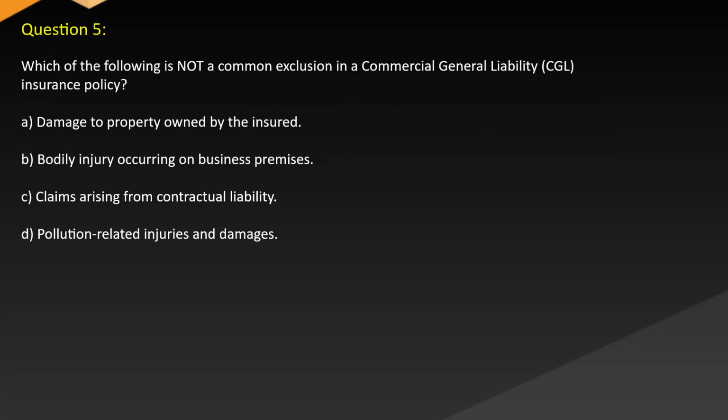Question 5. Which of the following is not a common exclusion in a commercial general liability (CGL) insurance policy? A. Damage to property owned by the insured. B. Bodily injury occurring on business premises. C. Claims arising from contractual liability. D. Pollution-related injuries and damages.